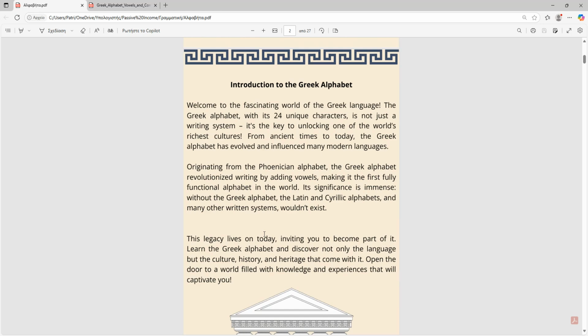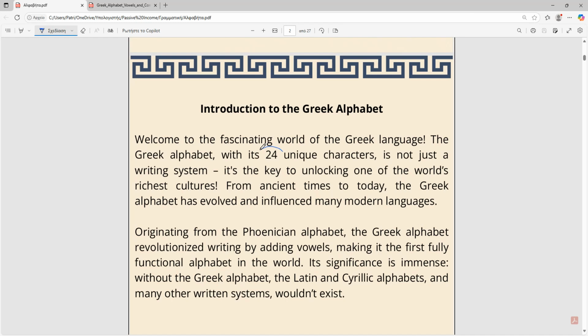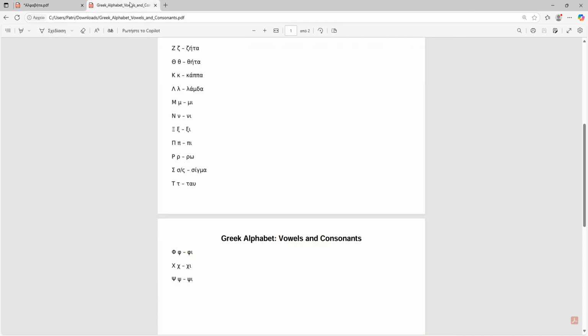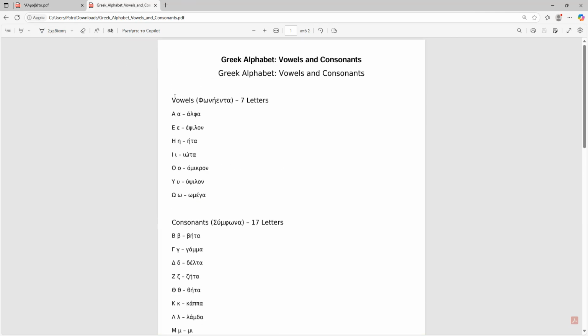What we are going to see, and this is very important to remember, is that the Greek alphabet has, as you can see here, 24 unique characters, 24 letters. And as you can see also here, we have 7 vowels.